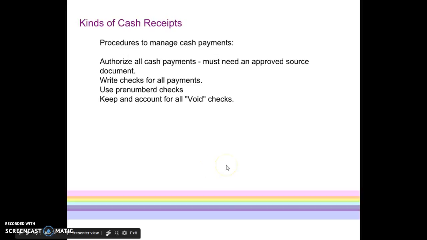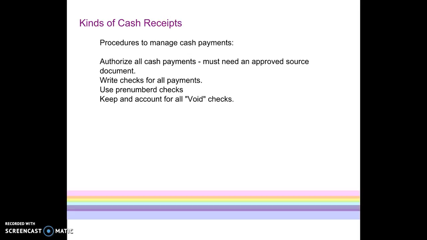So let's get started. Cash payments. There are procedures to manage cash payments. Authorizing all cash payments means that cash is being paid based off a source document indicating payment is needed. All cash payments are written out by checks. All checks are pre-numbered checks. And then you keep an account of all of the voided checks.